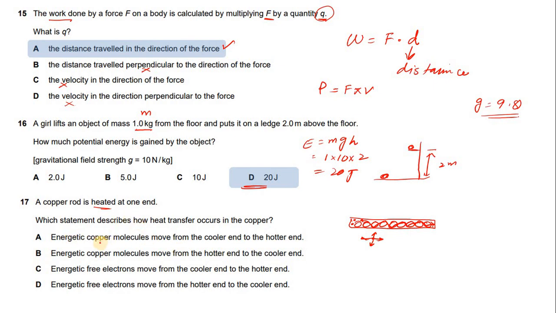So energetic copper molecule, so molecules do not move. So option A and B are immediately gone. Energetic free electron move from the cooler end to the hotter? No, heat is transferred from hot to cold. So this is a wrong description. Energetic free electron move from hot to the cold end. So option is D.